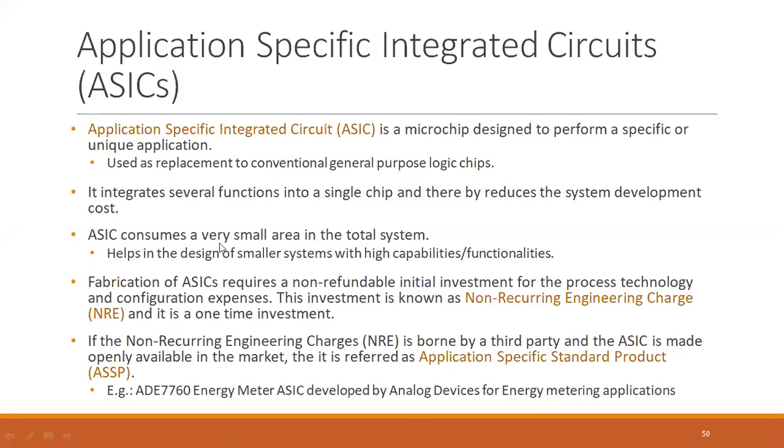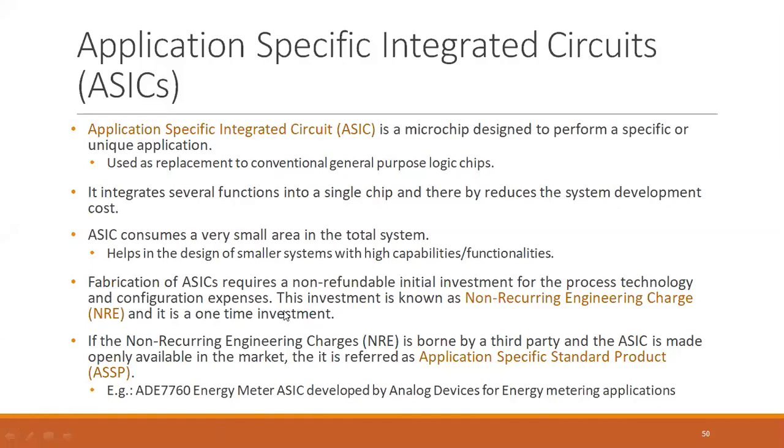It integrates several applications into a single chip and thereby reduces the system development cost. The ASIC consumes a very small area in the total system, and helps in the design of smaller systems with higher capabilities as well as functionalities.